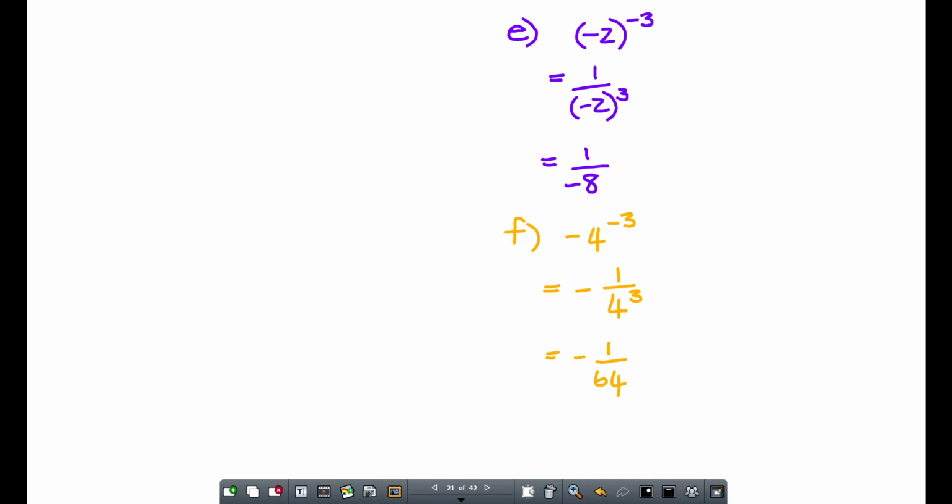Okay, so F. At F, minus 4 to the power of minus 3. Now that to the power of minus 3 only applies to the 4. It's got nothing to do with the negative. So I put the negative in the front. And then I moved this to the bottom part of my fraction. And then I've got 1 over 4 to the power 3. And 4 to the power 3 will give me 64.